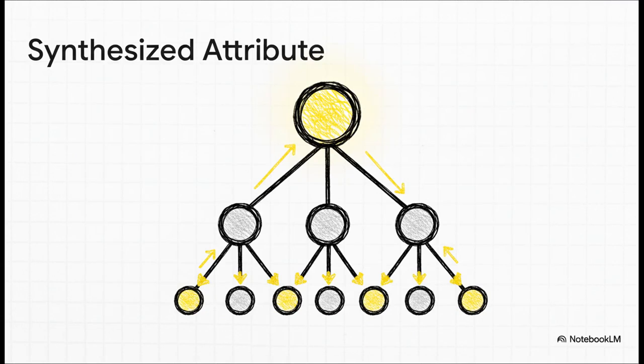Now, this specific type of attribute is called a synthesized attribute. Think of it like building something with Legos. You start with the small, individual pieces at the bottom. Those are the leaves of your parse tree, your actual numbers. Then you start combining them, building up, moving upwards, creating bigger and bigger pieces until you get the final, completed result right at the top. The information flows up the tree, synthesized from the parts below it.